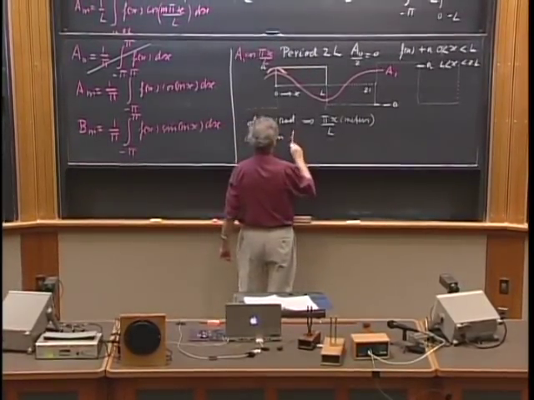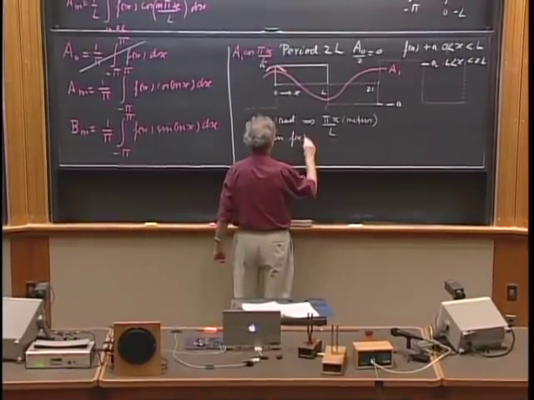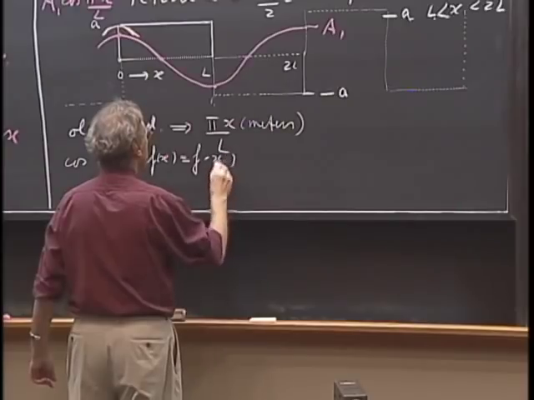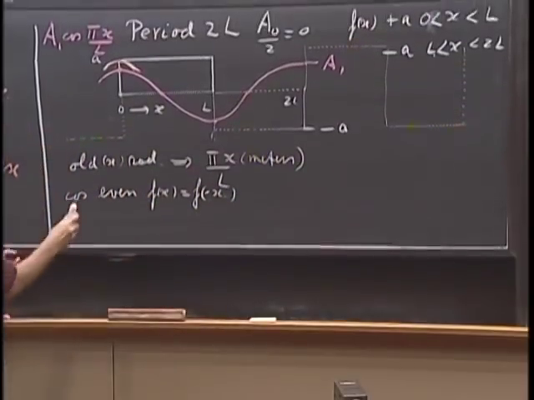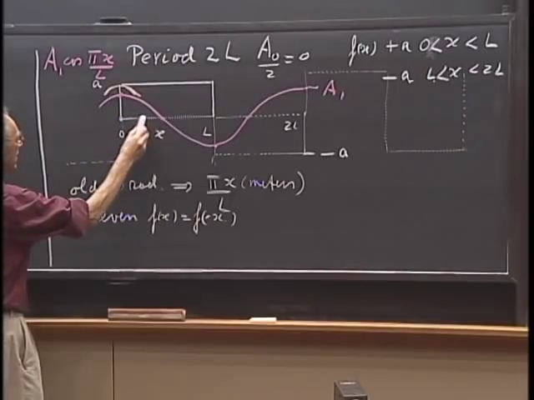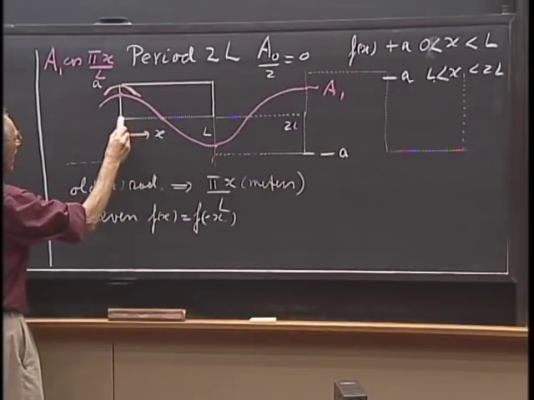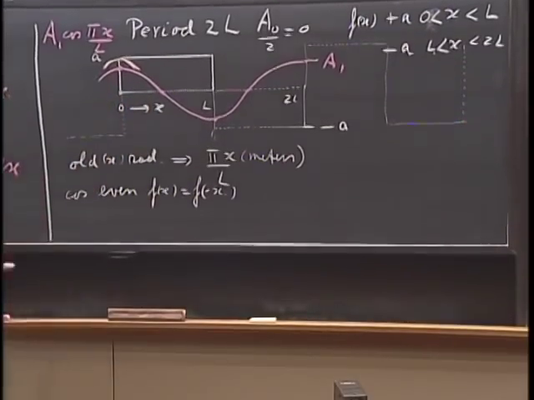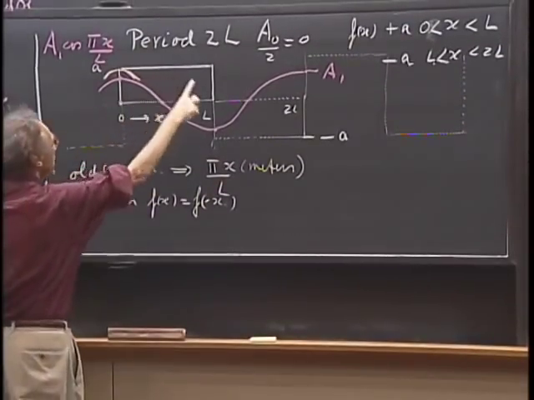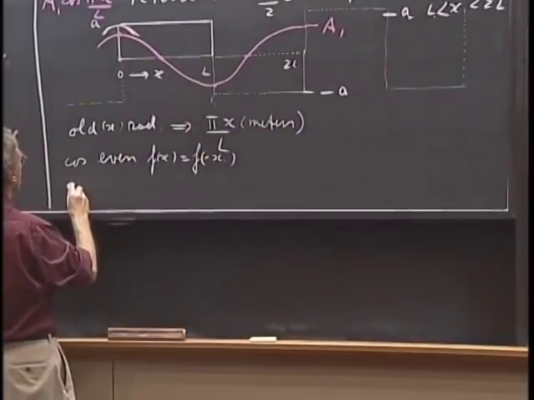That means that the function of x is the same as the function of minus x. We call that an even function. Here, x is 0. A cosine function of x has exactly the same value as at minus x. But our function is odd. Our function, the way we defined it, 0 here, is odd.